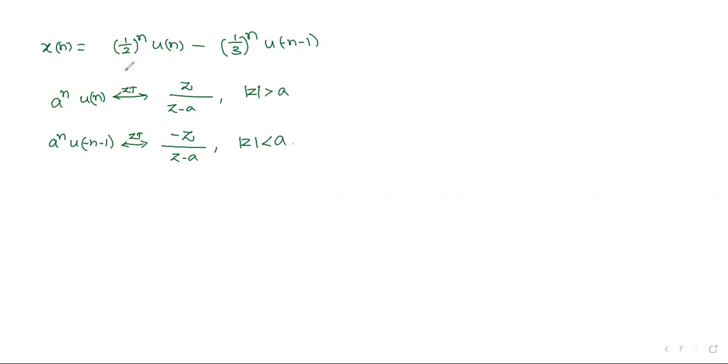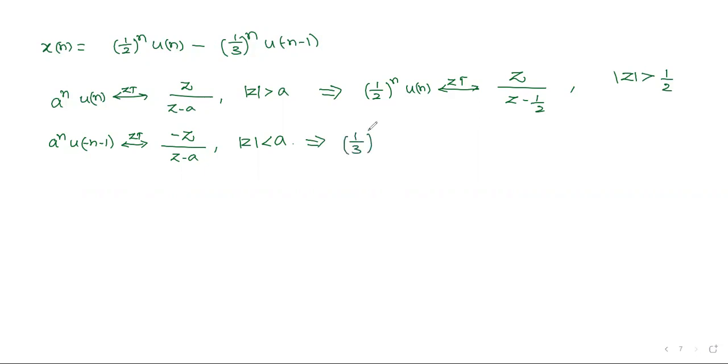Now you see here, from this one, 1 by 2 whole power n u of n, the Z transform will become z by z minus 1 by 2. What is the ROC? Mod z is greater than 1 by 2. Similarly here, 1 by 3 whole power n u of minus n minus 1, the Z transform will become minus z by z minus 1 by 3, mod z is less than 1 by 3.